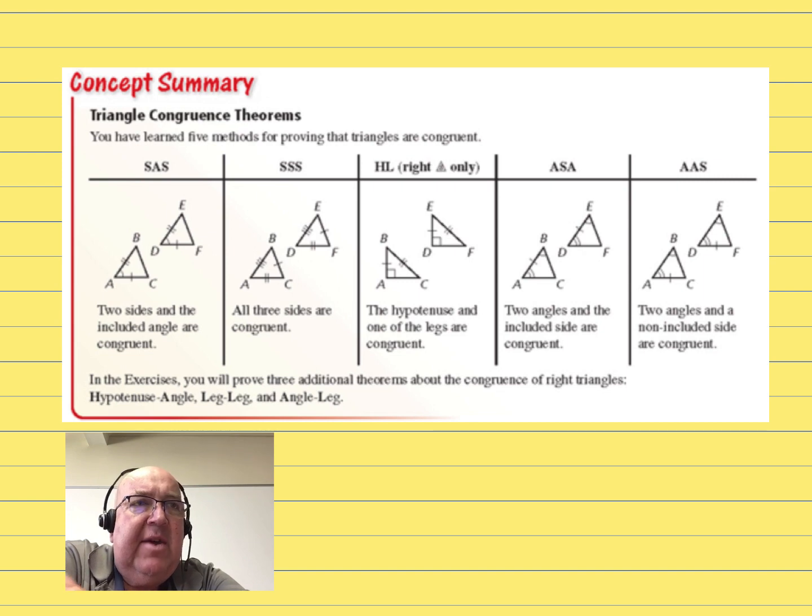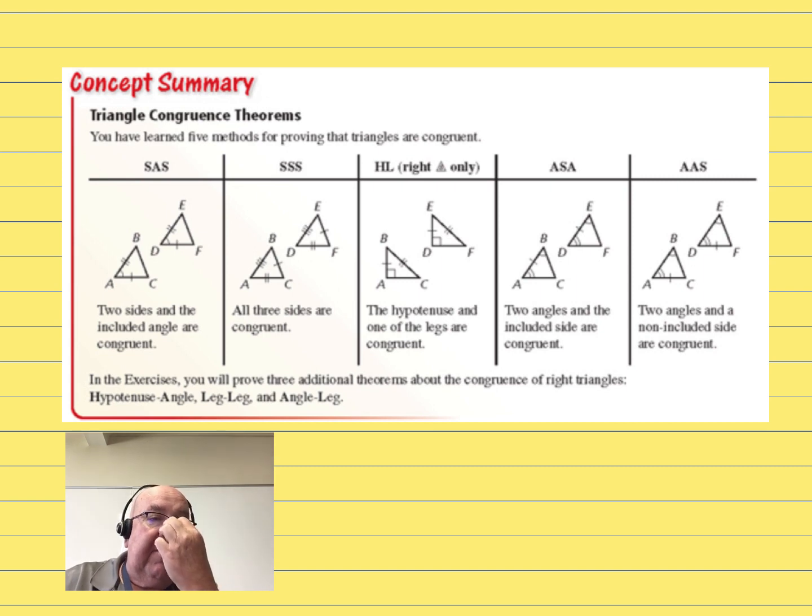If you have two angles that are congruent and the line that's included between them congruent, that is the angle side angle congruency theorem. And if you have two angles and a non-included side congruent, you also have the angle angle side congruency, because the last angles are going to be congruent as well.